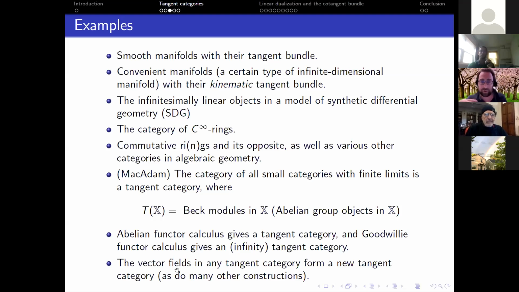There's lots of things you can do to a tangent category and get a new tangent category. And so I put one example here. In any tangent category, you can talk about what vector fields are. And if you take the collection of all vector fields, that turns out to form a tangent category as well. And you can do this with a number of constructions as well. You can talk about objects hooked up to a connection, and those form tangent categories as well. So that's one nice thing about the definition, it's surprisingly flexible, and a lot of constructions you can do, again, give you tangent categories.